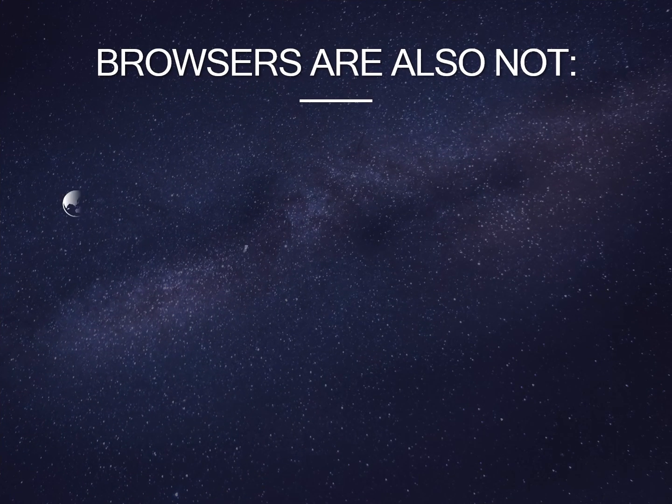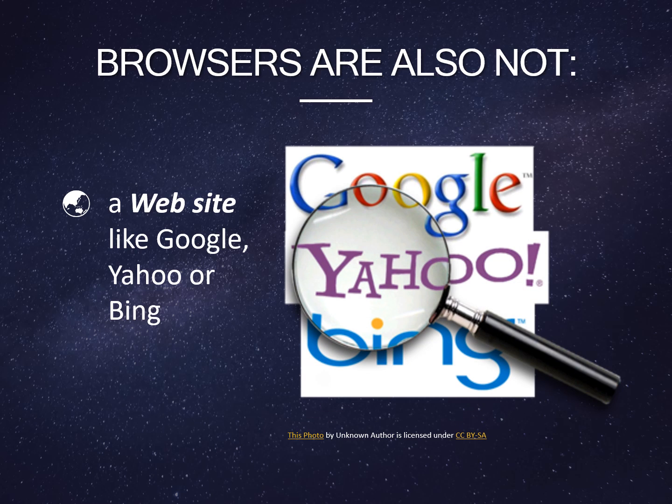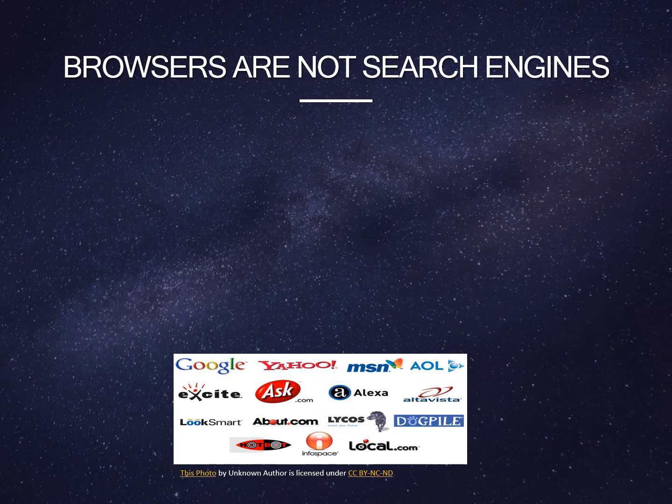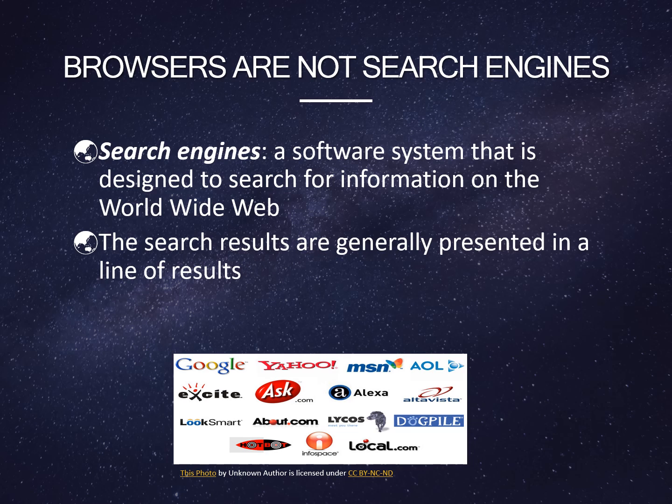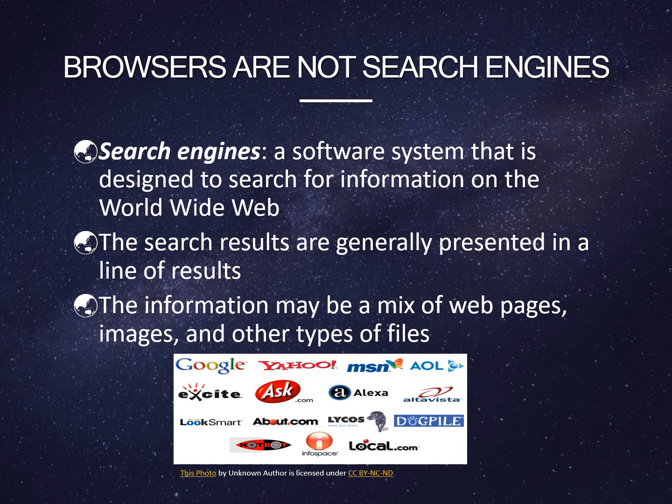Browsers are also not a website like Google, Yahoo, or Bing. Browsers are also not search engines. Search engines are software systems that are designed to search for information on the World Wide Web. The search results are generally presented in a line of results. Information may be a mix of web pages, images, and other types of files.